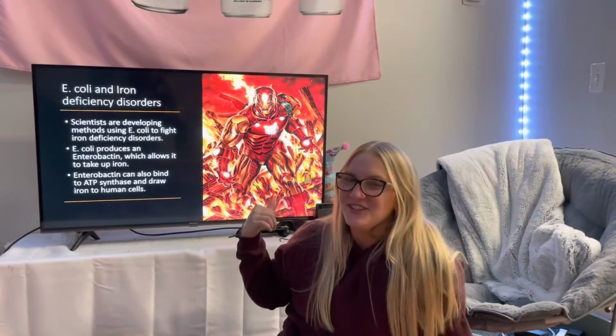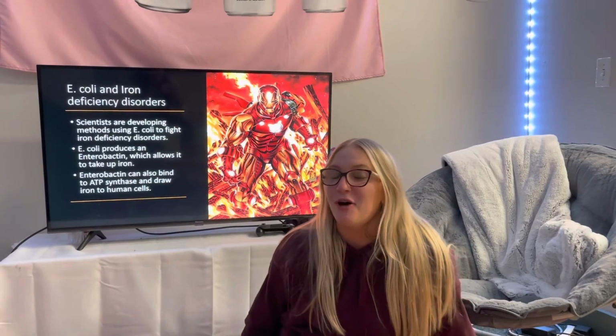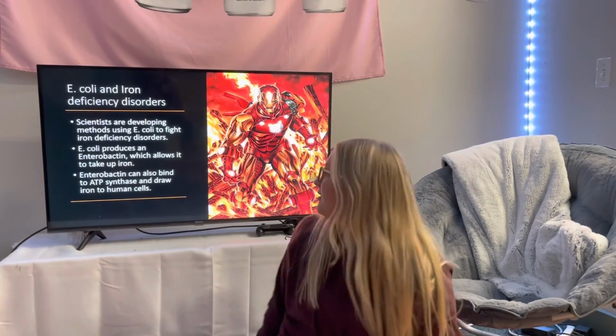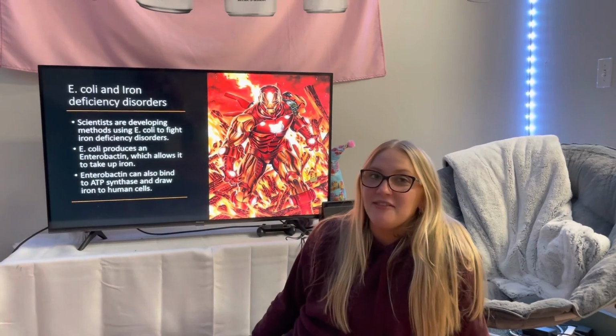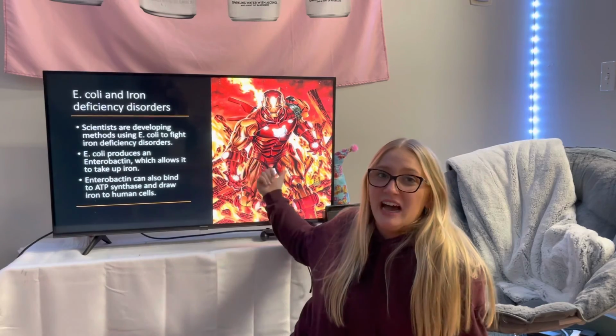This cool guy is Tony Stark. Rest in peace, bro. Or Iron Man for all of our Marvel fans out there. Anyways, we just wanted to include him because he obviously is helping these scientists develop what's going on here because he's not iron deficient at all.